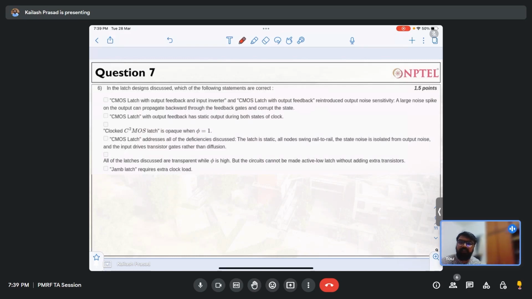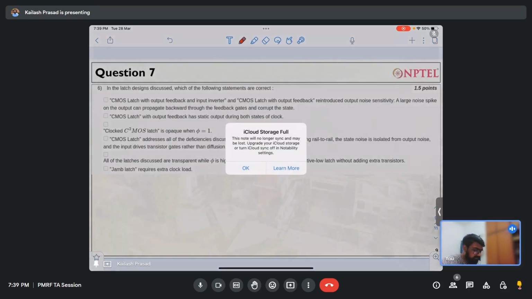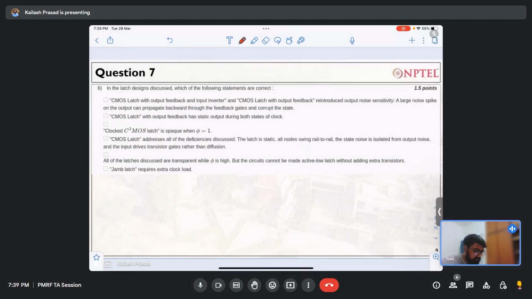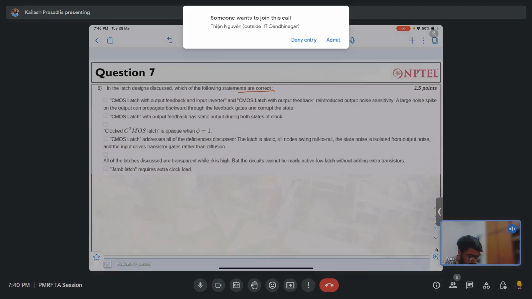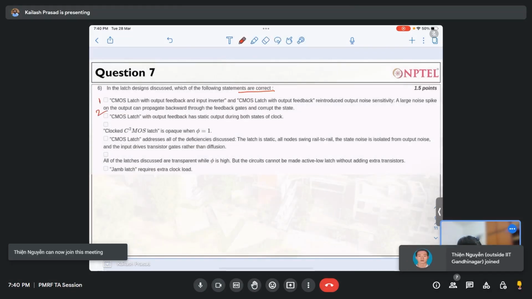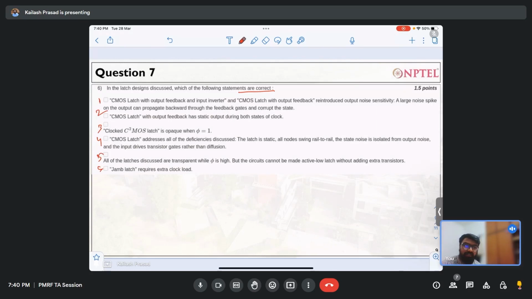In the latch design, the question is, discuss which of the following statements are correct. For latches, which of the following statements are correct? Anyone? You just have to tell me the answer. There are 6 options we have. Which of these options are correct for the latch design?